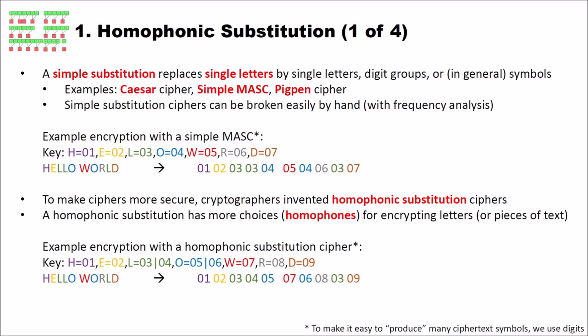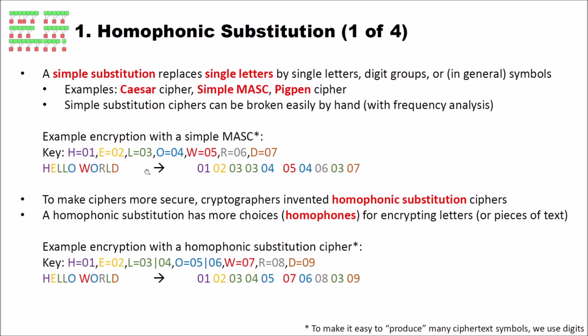A simple substitution cipher replaces single letters by single letters, digit groups, or in general symbols. Examples for these simple substitution ciphers are the Caesar cipher, we already had a video about this, the simple monoalphabetic substitution cipher, we also had a video on this channel, or the pig-pen cipher, and here we also had a video about this. Simple substitution ciphers can be broken easily even by hand. For instance, with frequency analysis, or with the help of CrypTool 2, where we can use the simple substitution analyzer.